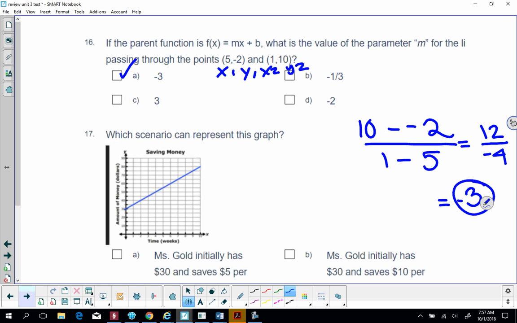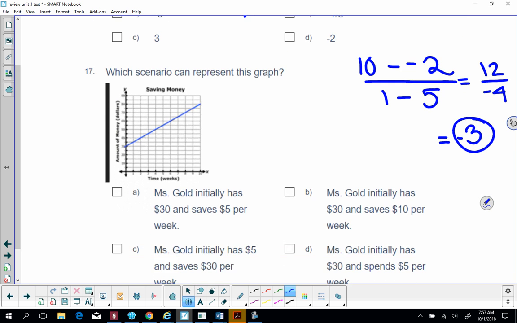This one, it says which scenario can represent this graph. So you can see the y-intercept is at 30. And I know words that mean y-intercept are initial, starting, beginning. So I know that initially it should start with 30. Right here we see initially starts with 5, so I know that can't be it. And then if they're talking about saving and it's going up, would spends be in the answer? No, right? Because they're talking about saving.